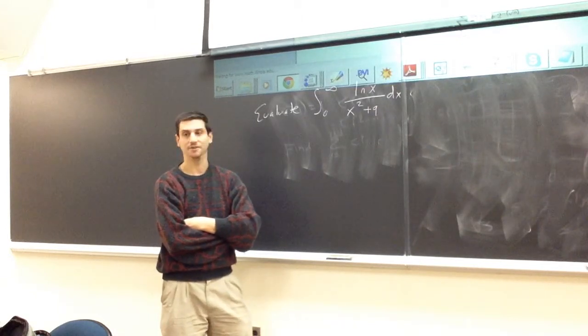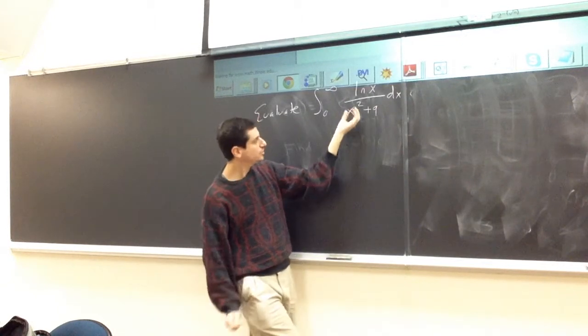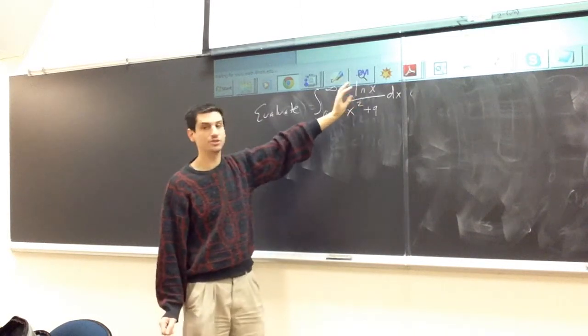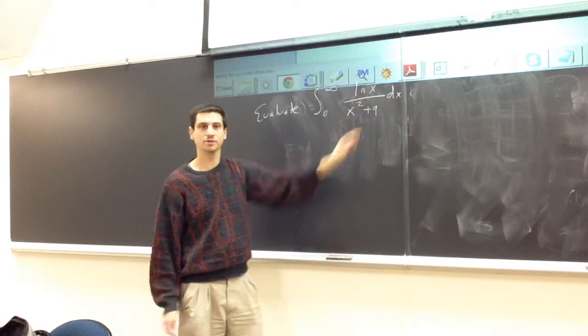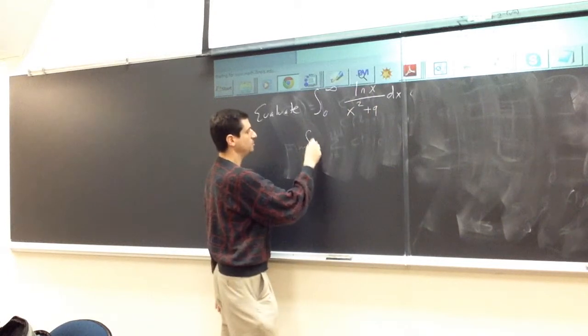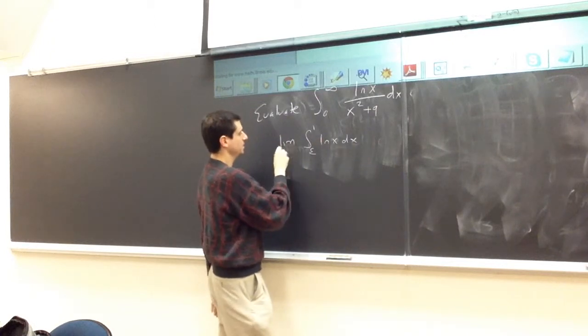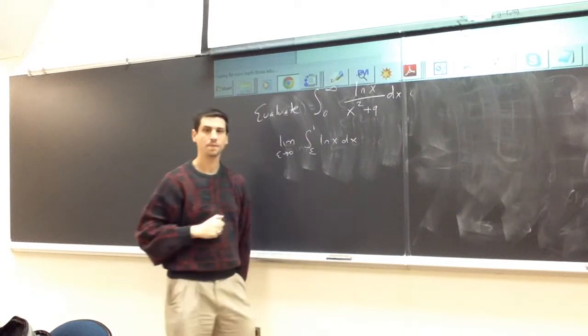Sadly, it goes to minus infinity. Now, the denominator looks like 9 as x gets very close to 0. So near 0, this looks like we're integrating the natural log of x. So we could look at the integral from epsilon to 1, say natural log of x dx, and take the limit as epsilon goes to 0.